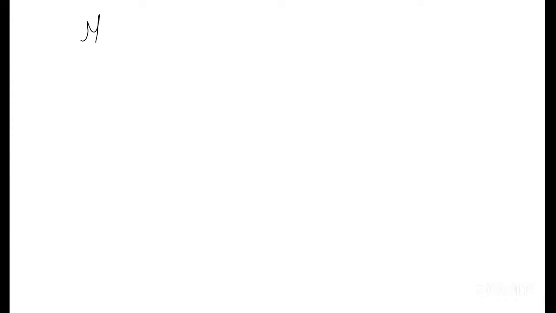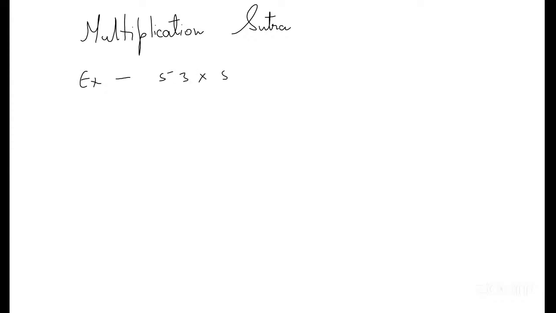Ma'am, I know what this one is. Ma'am, if the sum of the one digits of the numbers is 10 and the tens digit is the same. That's correct. Okay. Now take a look at it. See, for example, I have two numbers, 53 multiplied by 57. Now this sutra is particularly for those numbers.